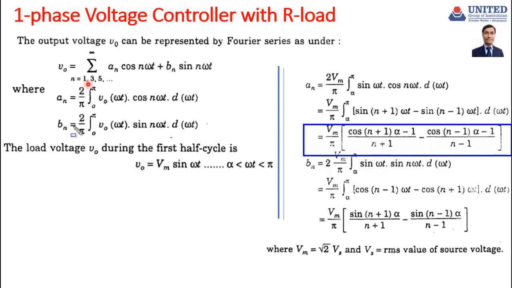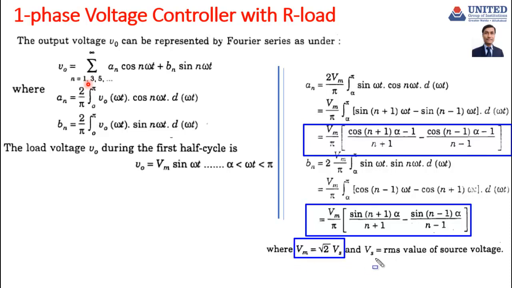And also bn can be found by putting this value of v0. So bn = Vm/2π [ sin(n+1)α/(n+1) − sin(n−1)α/(n−1) ]. Here Vm is equal to root 2 Vs, and Vs is the RMS value of the source voltage.